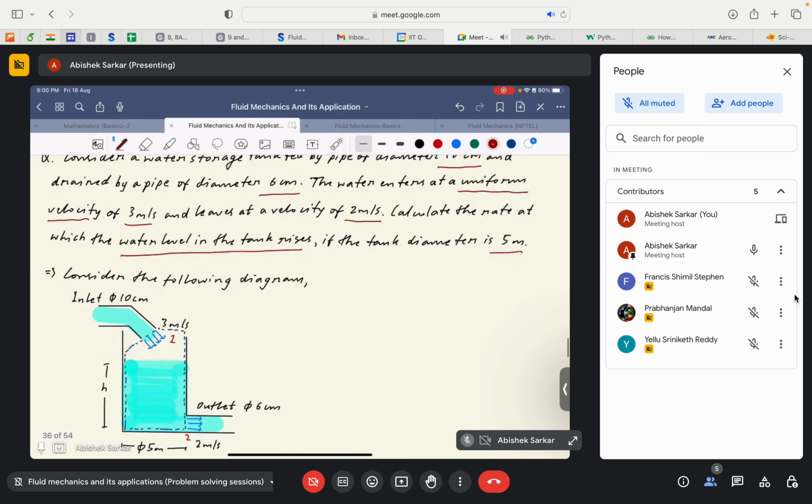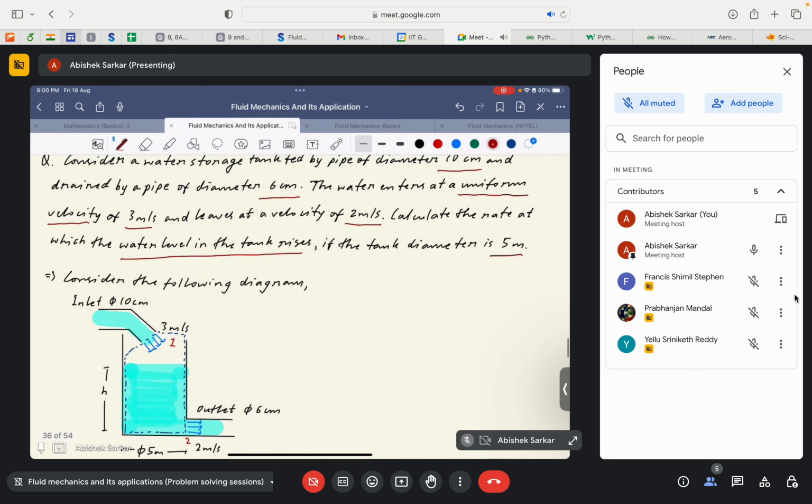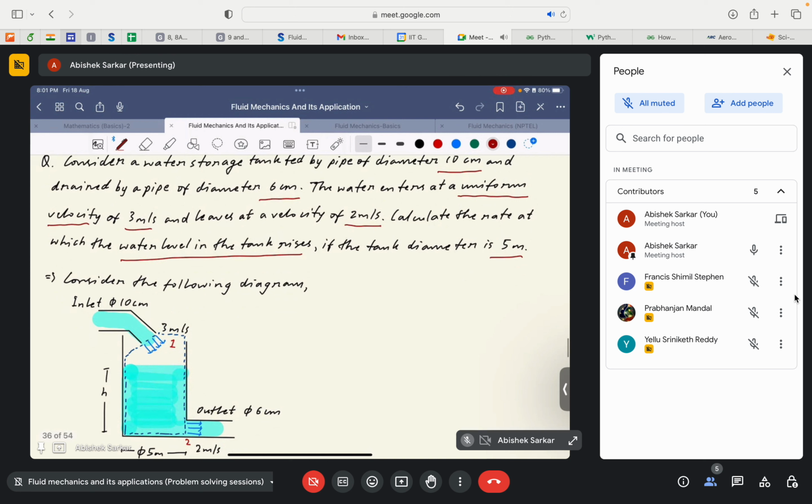So this is the diagram. So is the question clear? Like, I guess it's quite straightforward, but is the question clear? Yes, sir. It's clear, right?